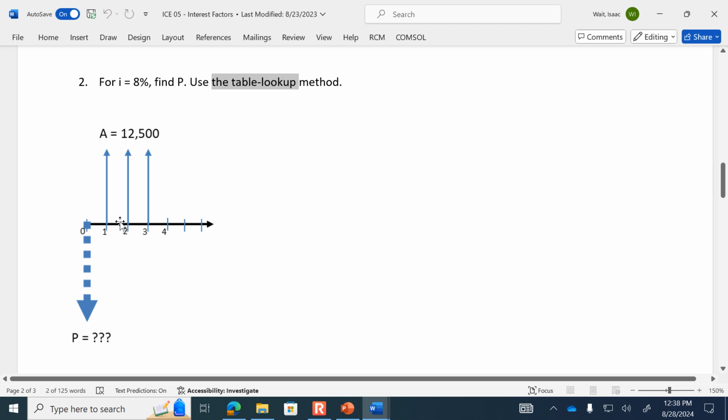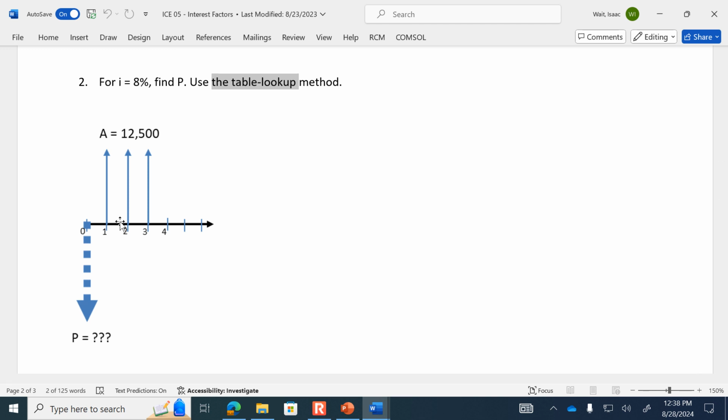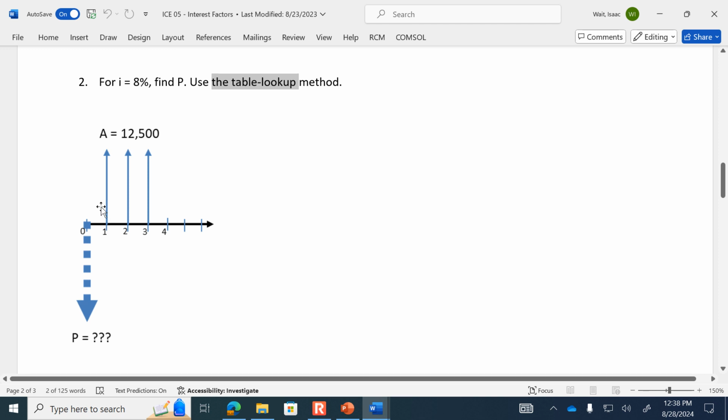And an annual series, by the way, always starts the year after the present. And so if there was some amount at year 0, that would not be part of the annual series. The annual series is always 1 year after the present.